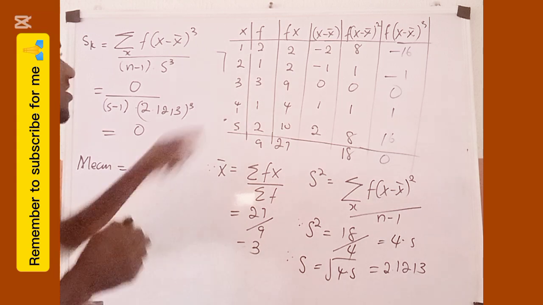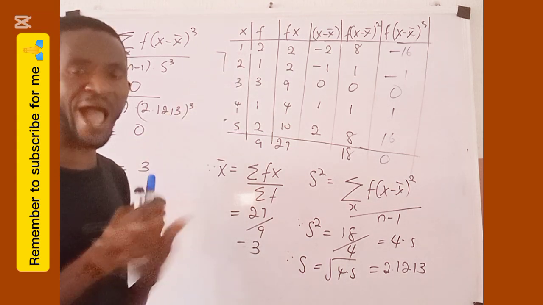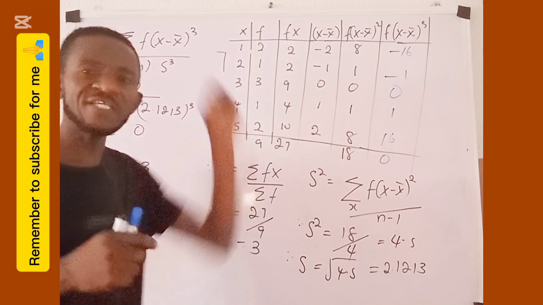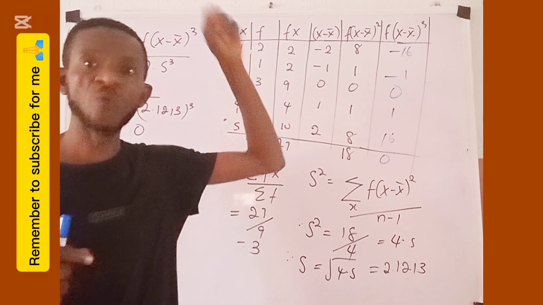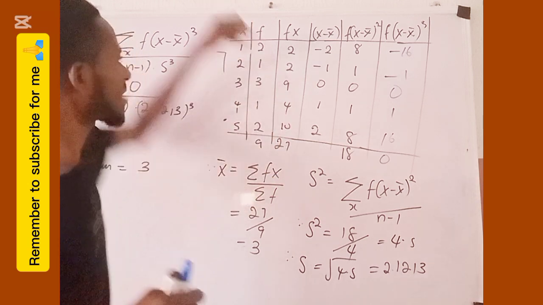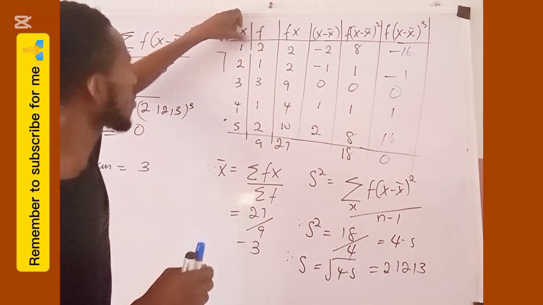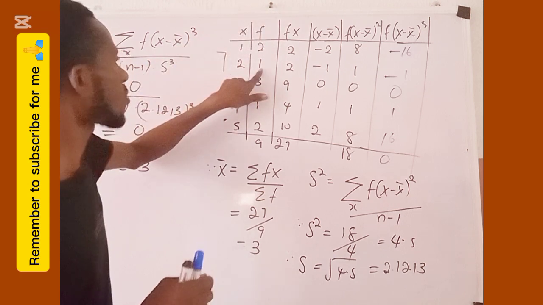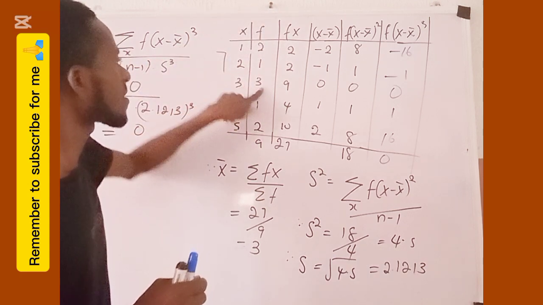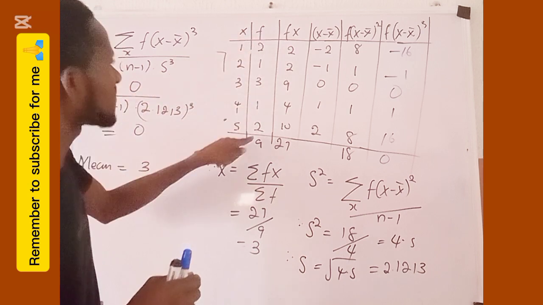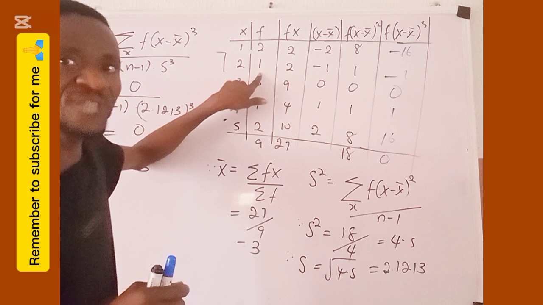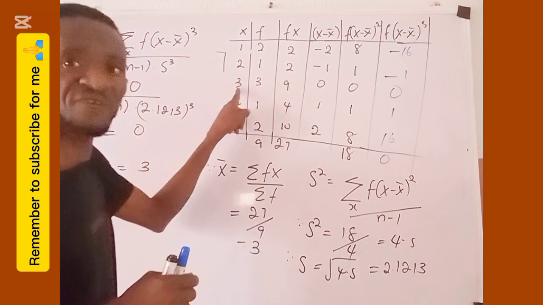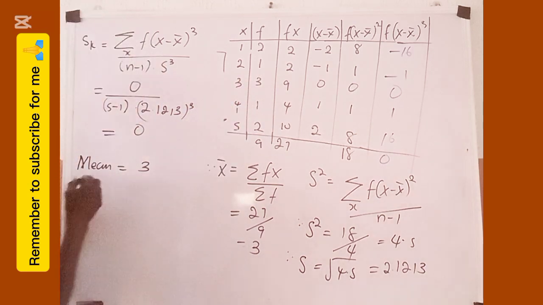Then let us now come to this observation to get our mode. Our mode is defined as the data with the highest frequency or the highest occurrence. This data 1 here occurred only 2 times. This 2 occurred 1 time. This 3 here occurred 3 times. And if you look at the column of the frequency, this 3 is the highest. Then we ask ourselves, what is the observation that has this highest occurrence? The observation is 3.